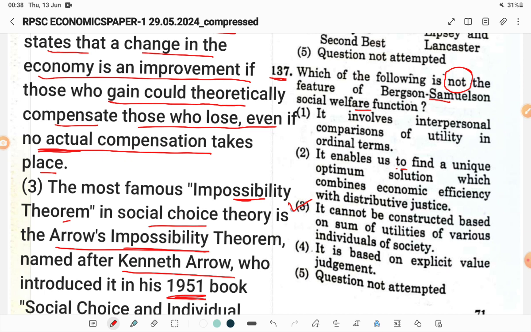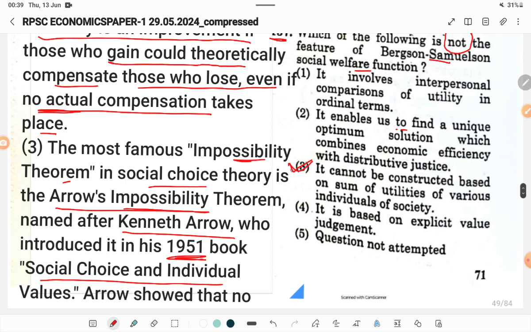Here is the explanation. The first statement, it involves interpersonal comparisons of utility in ordinal terms, is an incorrect statement. Third will be the right answer here.